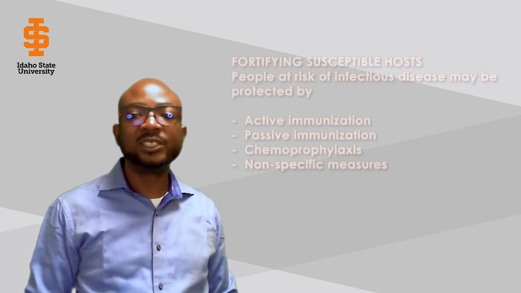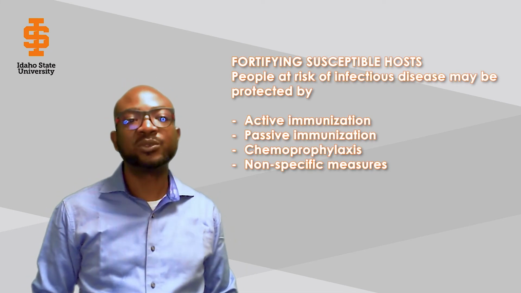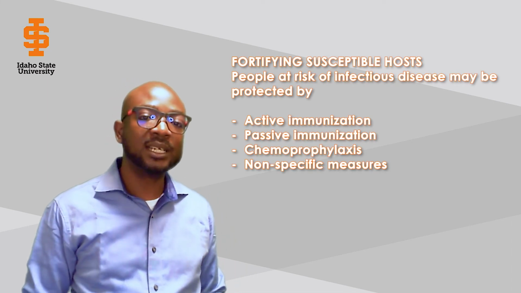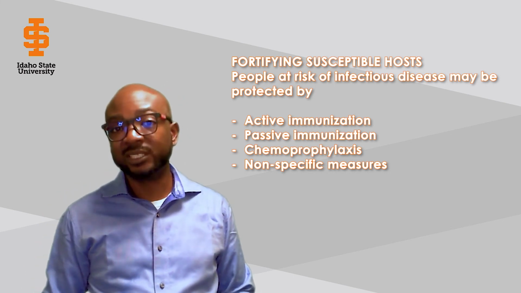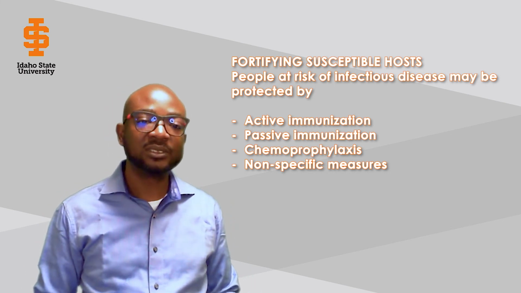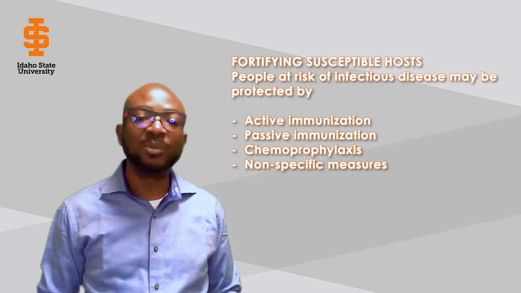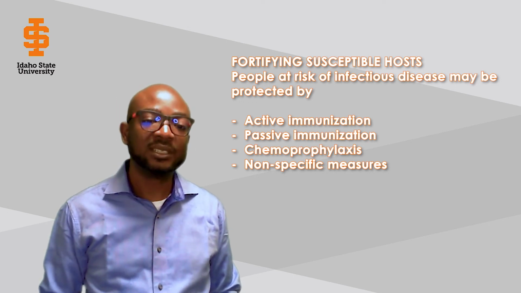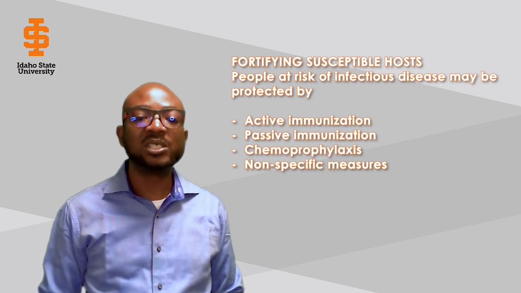The last point in the chain of transmission is its susceptible host. The third link in the chain of transmission is the susceptible host or people at risk. They may be protected by one or more of the following strategies: active immunization, passive immunization, combined active and passive immunization, chemoprophylaxis, or non-specific measures.